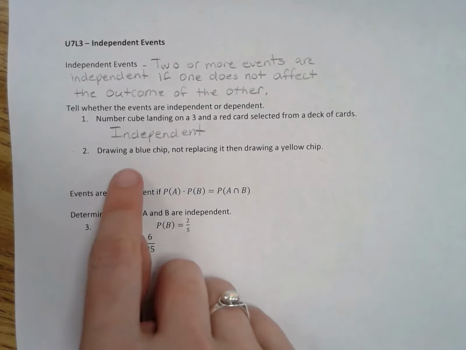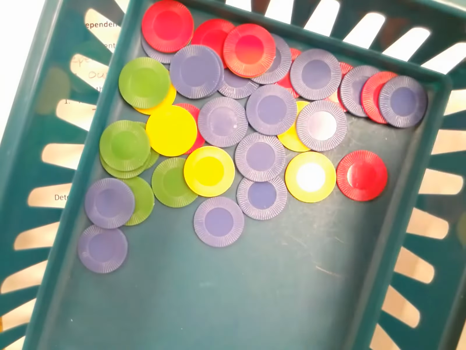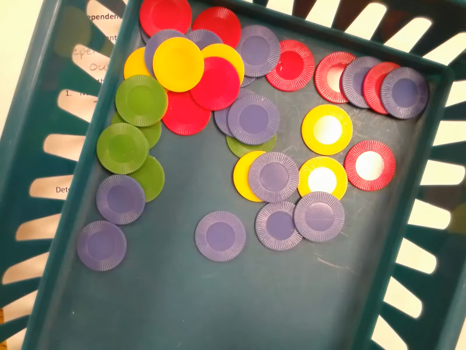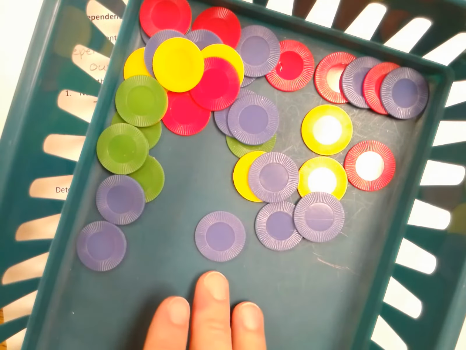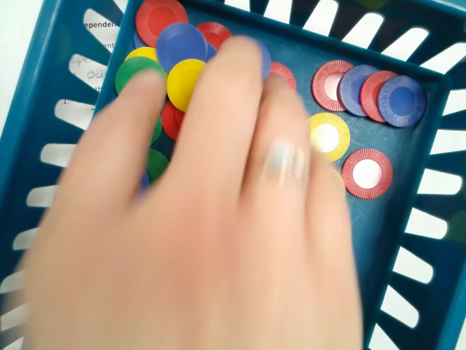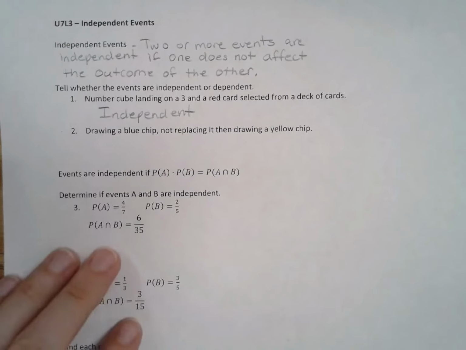So for our next one, drawing a blue chip, not replacing it, and then drawing a yellow chip. So if we have a bag or a box of chips, if we reached in and pulled out a chip, if we did not put it back in there, it changes the probability because I don't have the same amount of chips to select from. When I first went in and pulled out a chip, I had however many in there, and now I have a different probability to get that next chip. So it is changing, and it does make it dependent.